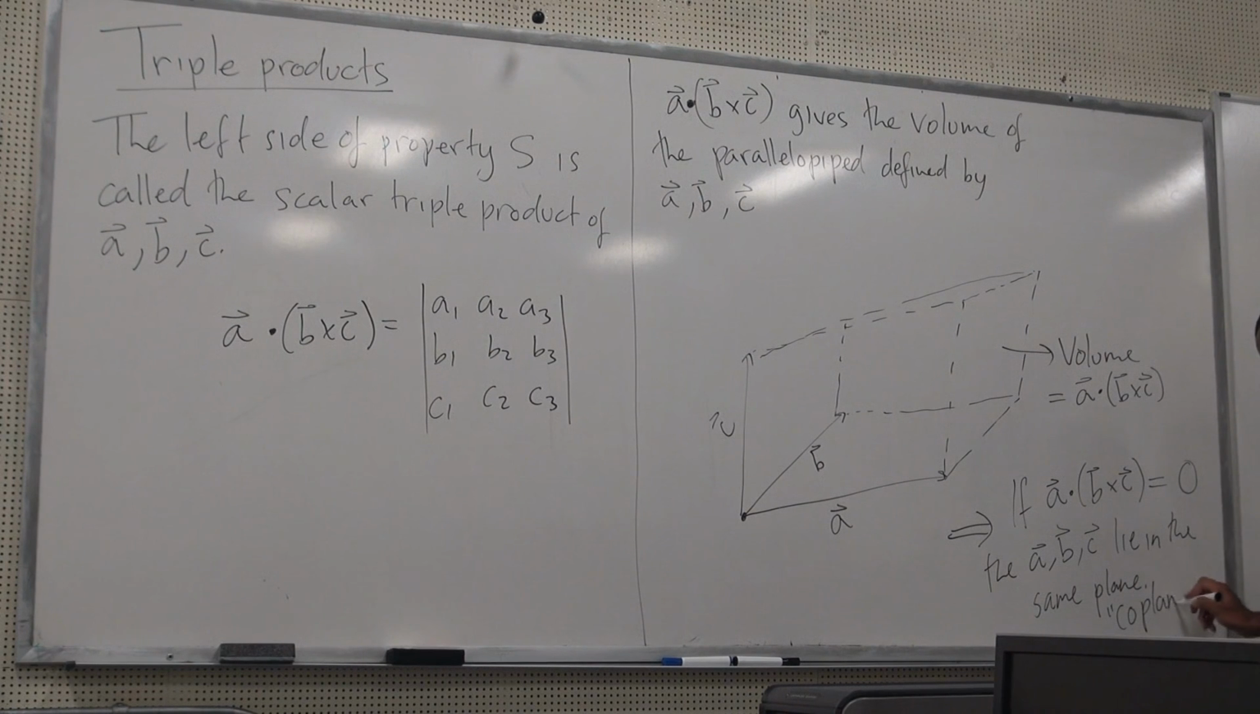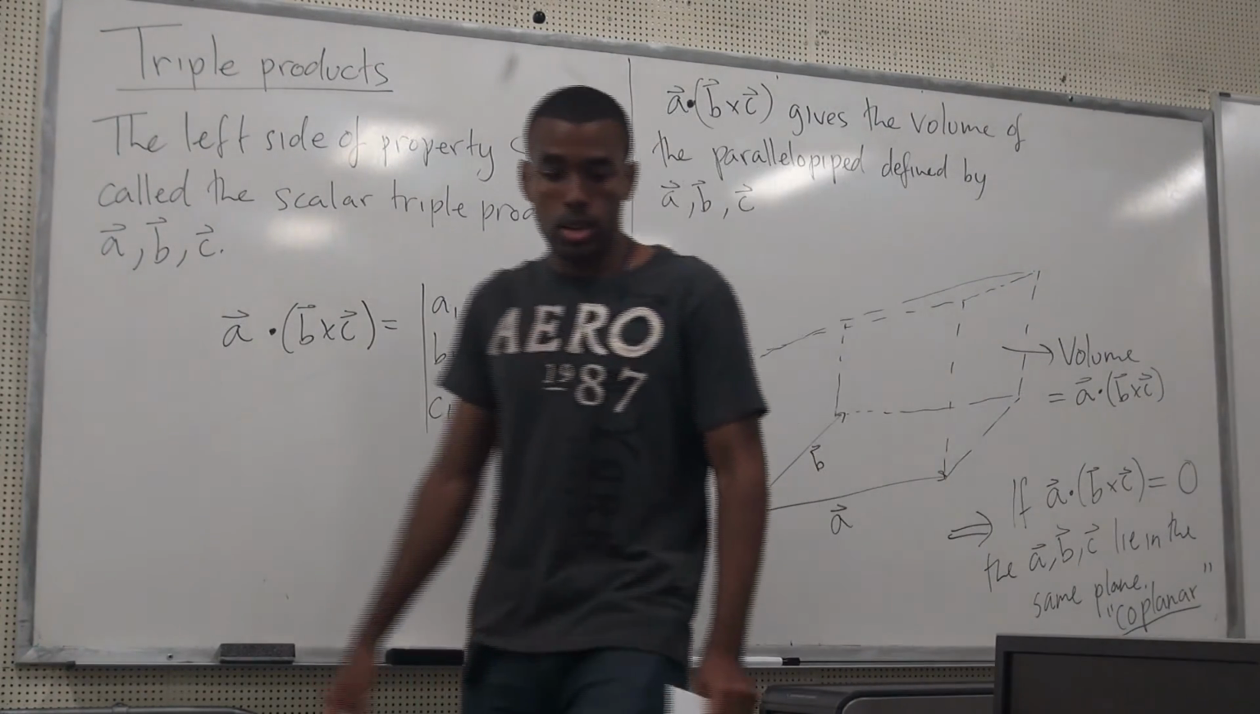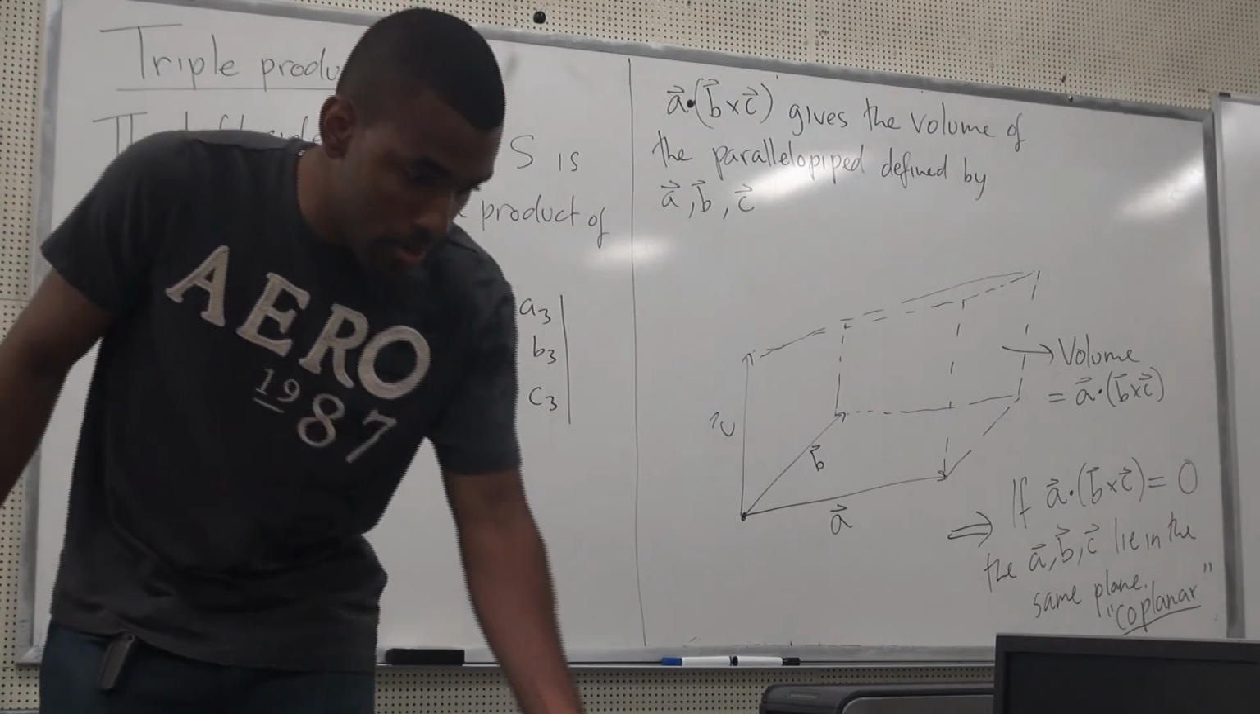So in the homework, they're going to ask you, are these vectors coplanar? This is what they mean, if they're all vectors in the same plane. And a quick way to check is to just do this. And if you get 0, they're coplanar. If you don't get 0, they're not.